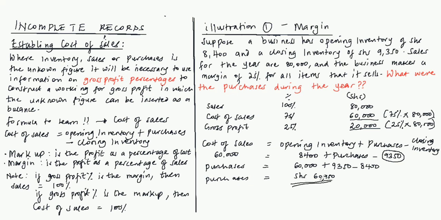So I have used the gross profit margin to arrive at the purchases figure. But remember, the purchases figure was unknown. We had the opening inventory, we had the closing inventory, as well as the sales figure, but the purchases figure was unknown, or it was missing. So by using the margin, we can come up with our purchases. But of course, you have to first construct a working for the calculation of gross profit, in which the unknown figure, which is the purchases, is arrived at.